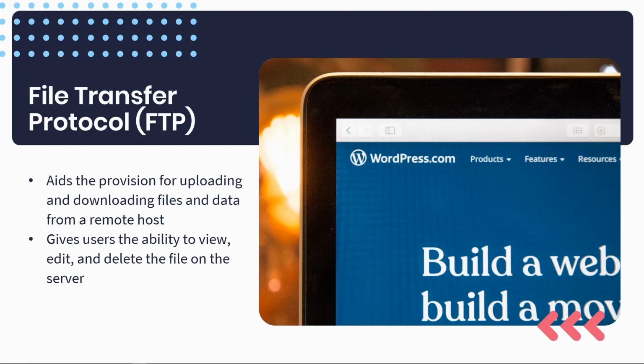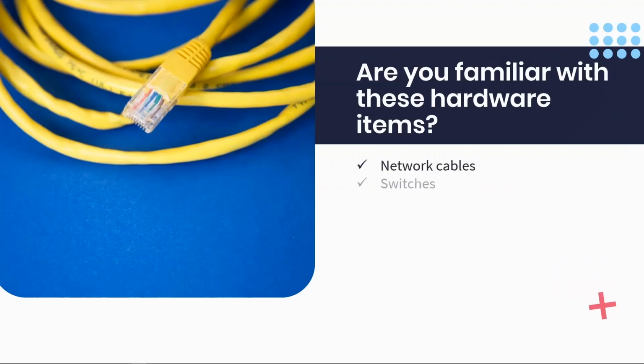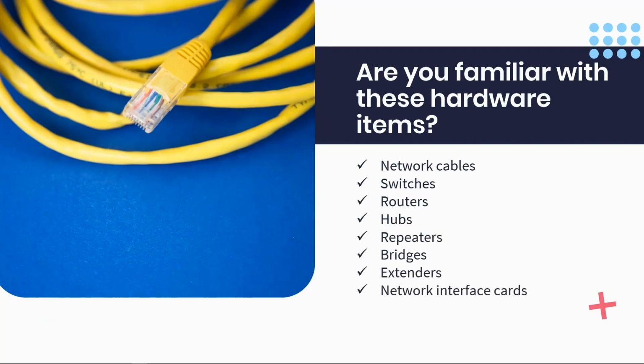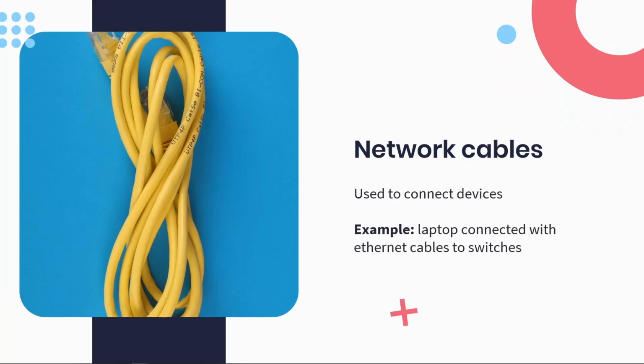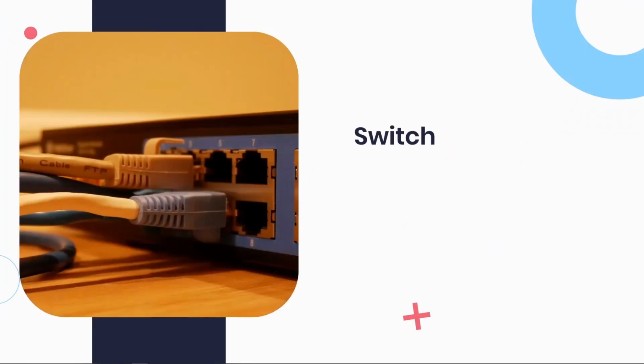Network cables, switches, routers, hubs, repeaters, bridges, extenders, and network interface cards. Network cables are used in connecting devices together. For example, a laptop connected with Ethernet cables to switches. A switch is a network device that is able to send traffic on the same local area.